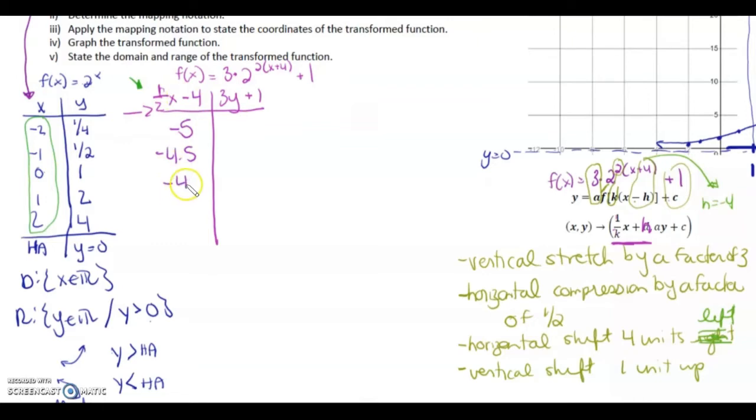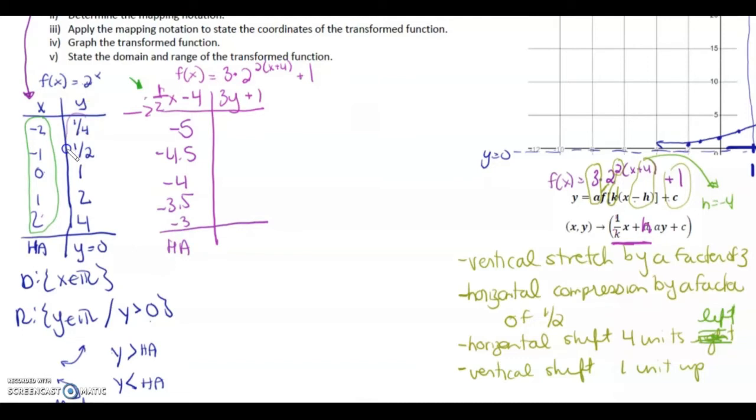A half of 1 minus 4, I get -3.5. And a half of 2 minus 4, I get -3. Okay, and we'll write horizontal asymptote.